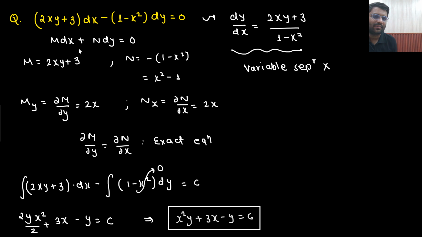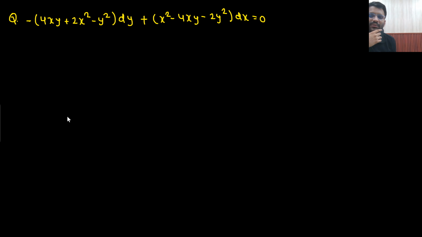Then integrate. This one we integrate, and this one also we need to integrate. When we are integrating here, we will make sure that whatever terms are related with x will go to 0. And when we are integrating this side, we will make sure that y is treated as constant. So 2y will be constant here, 3 is already constant. So 2y x square by 2, so y x square plus 3x minus y equals c.